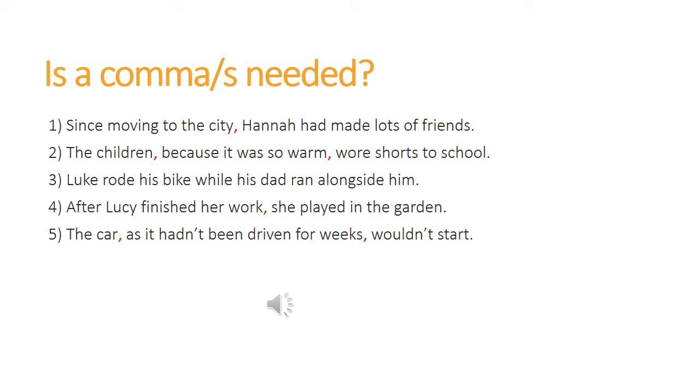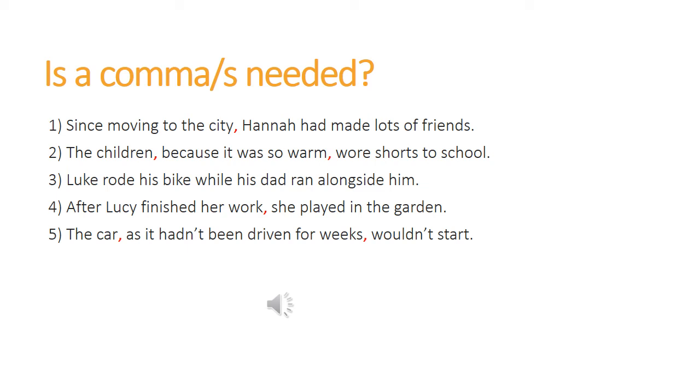Okay, let's see how you've got on. There were a few tricky ones in there, so don't worry if you've made a marvellous mistake, just correct them in your book. So sentence number 1, the subordinate clause was at the front of that sentence, so you needed a comma after city. So since moving to the city, comma, Hannah had made lots of friends.